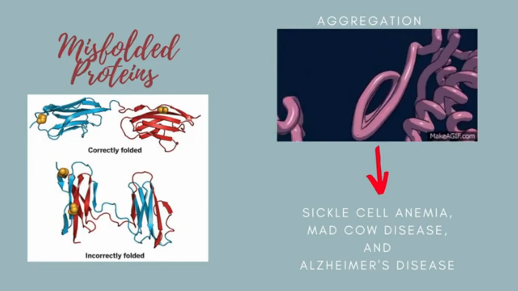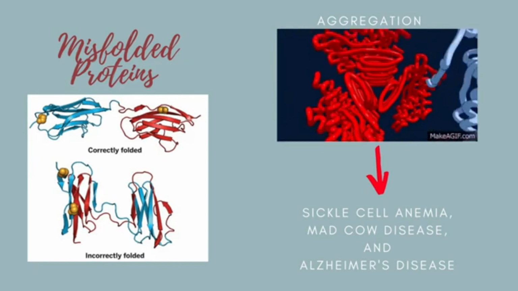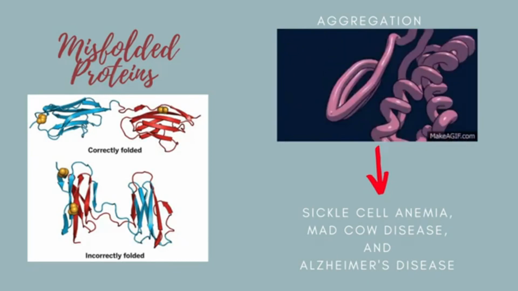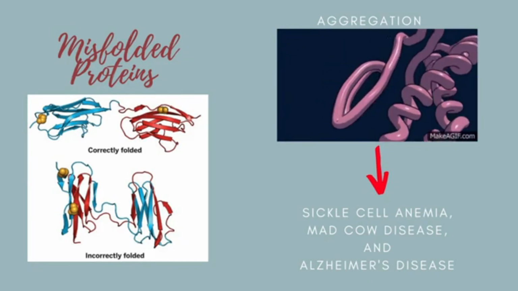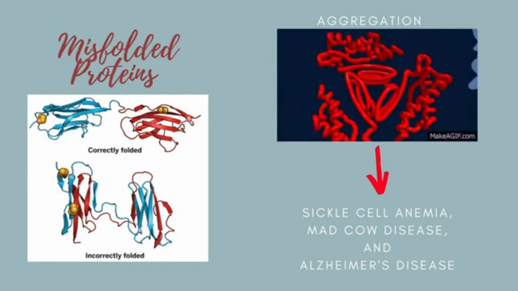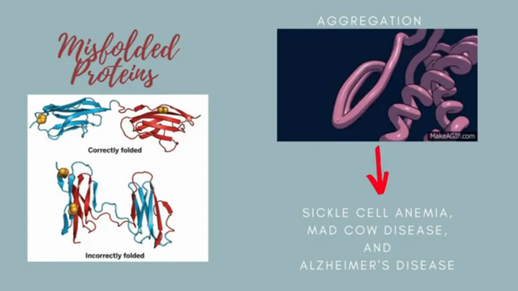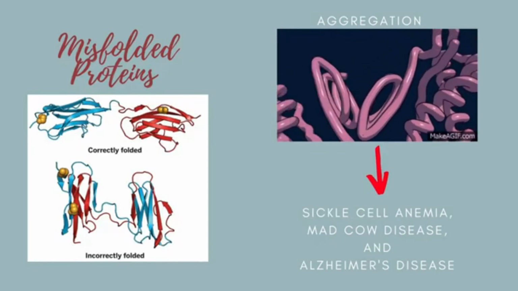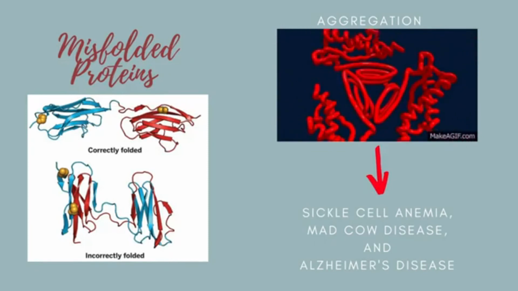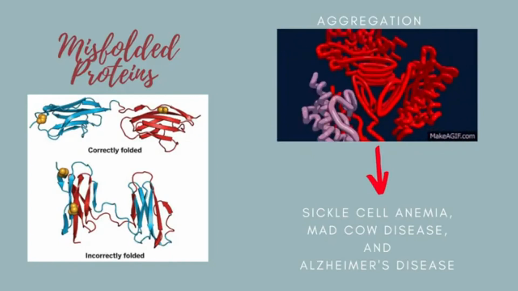Sometimes proteins are misfolded, and misfolded proteins are not only a waste of energy for a cell, but they are also dangerous. These misfolded proteins typically have exposed hydrophobic regions, which can cause them to clump together, forming large aggregates. They can give rise to diseases such as sickle cell disease, mad cow disease, and Alzheimer's disease.